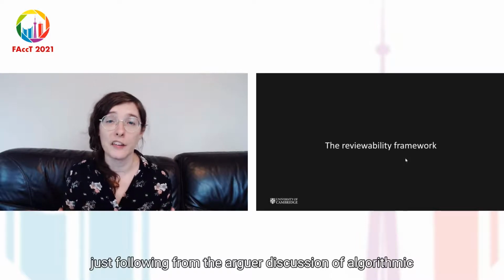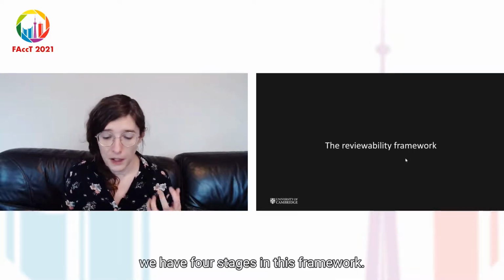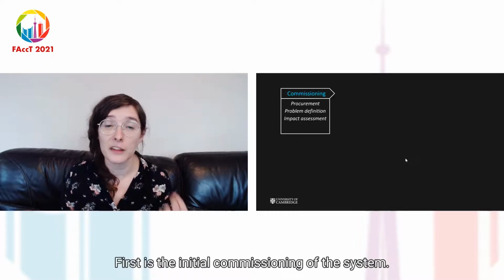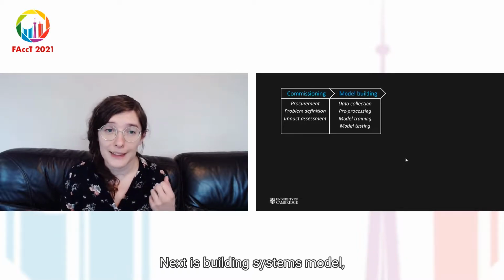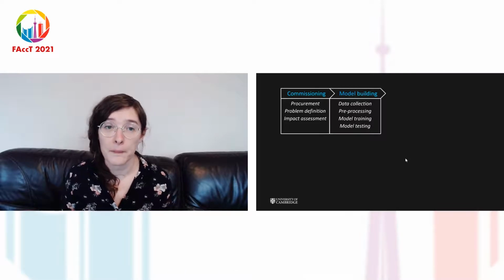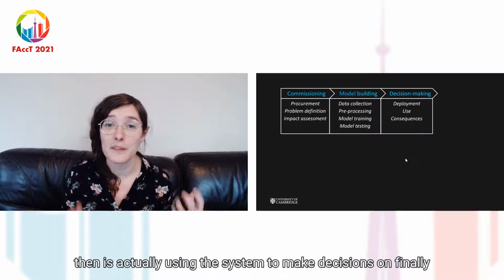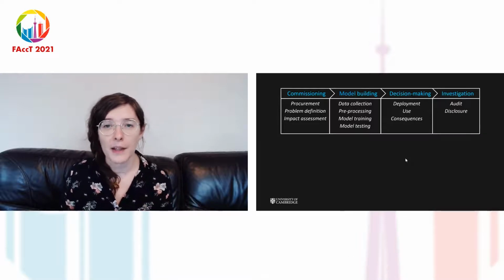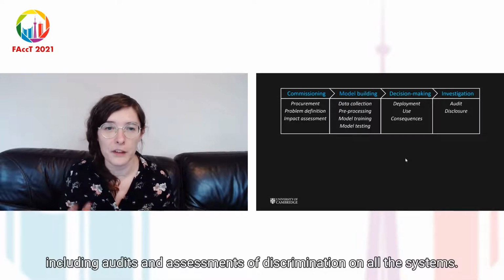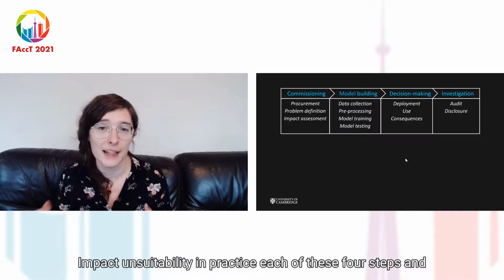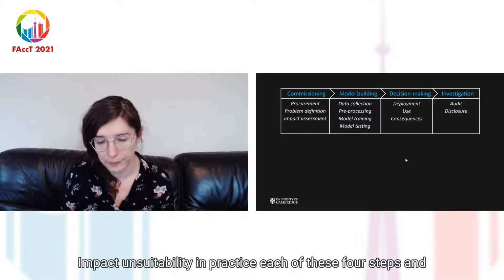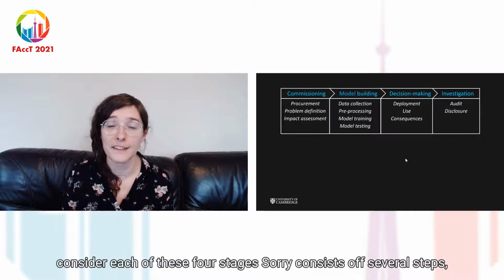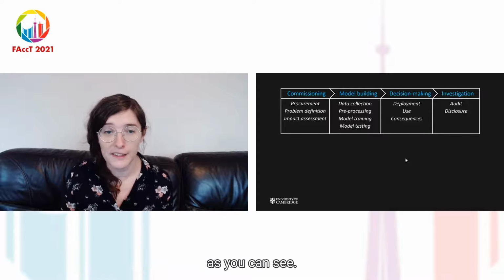Following from the earlier discussion of algorithmic systems as a process, we have 4 stages in this framework. First is the initial commissioning of the system. Next is building the system's model. Then is actually using the system to make decisions. And finally, investigations of the system, including audits and assessments of discrimination and of the system's impact and suitability in practice. Each of these 4 stages consists of several steps, as you can see.